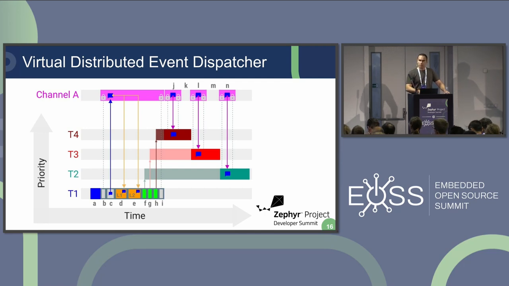In this way, after this image, the message started from T1, right? And now is on T4, T3, and T2. So we could share our message to all the interested, the observers. Is that okay?